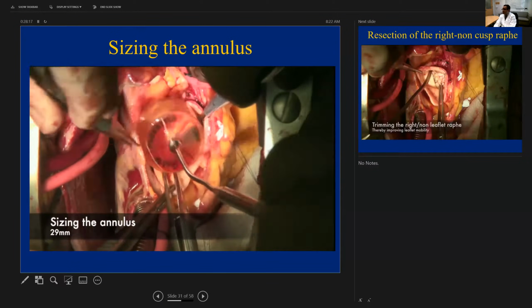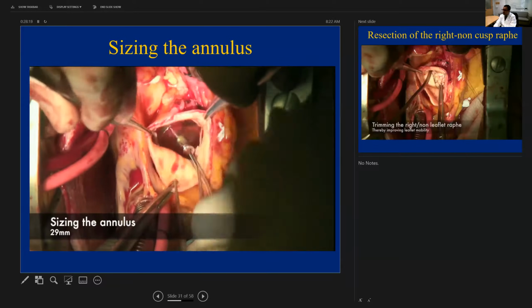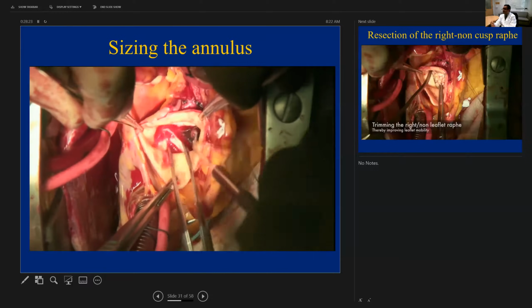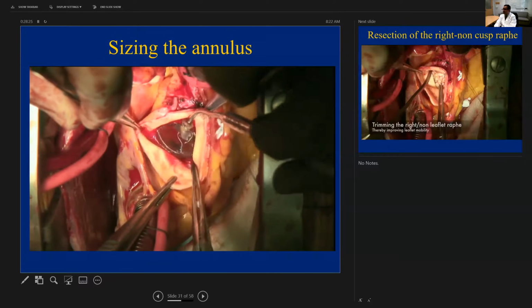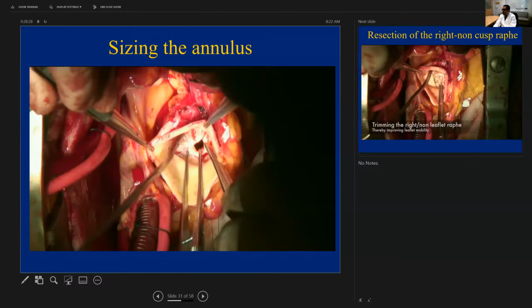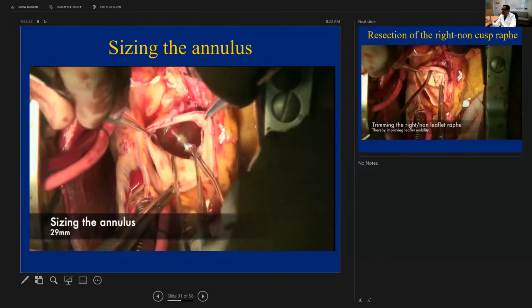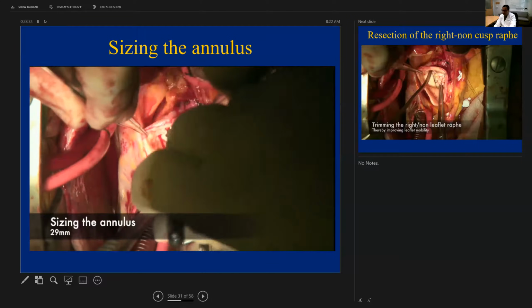The next thing we do is to size the aortic annulus. So it's a dilated annulus. Clearly, you can see a 29 millimeter sizer goes in relatively easily in this patient. So this is a dilated aortic annulus that we need to address. But you can see the sinus of Valsalva are not that enlarged in this patient.